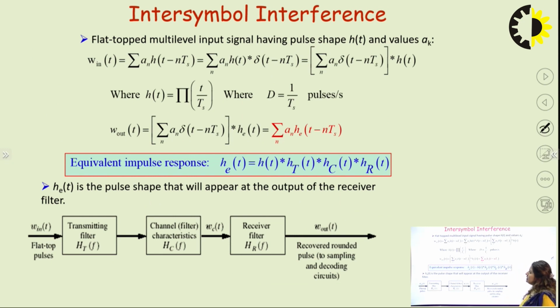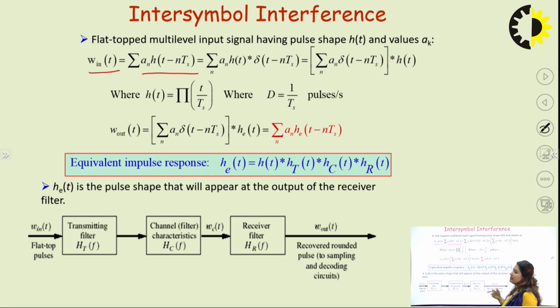So here in intersymbol interference, the first is the flat-top multi-level input signal having a pulse shape, which is called the impulse response h(t), and values of amplitude that are denoted by A_k. So here w_in(t) is a flat-topped multi-level input signal, and it is given by the summation of A_n h(t − nT_s). The pulses are placed at T_s, 2T_s, 3T_s, 4T_s and so on.